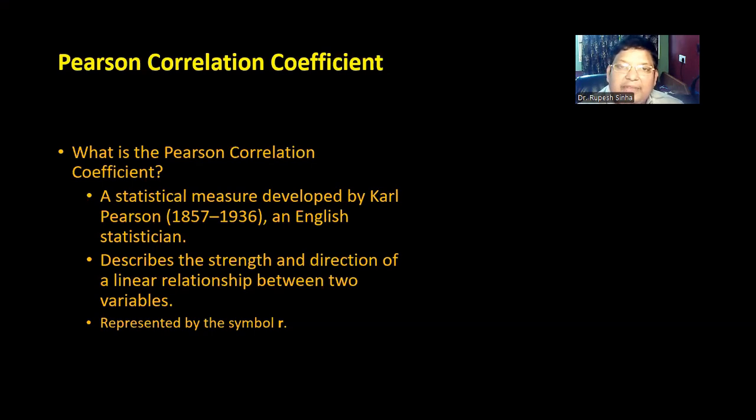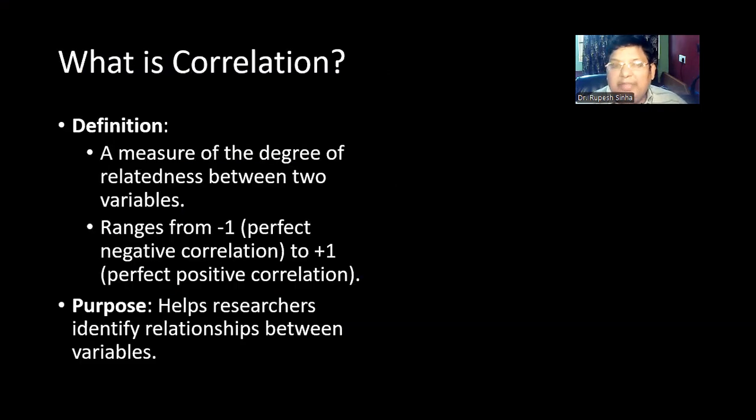Take one example. If the price of any product is increased, what is going to happen? The chances are that the demand for that product is going to decrease. It means when price is increasing, demand is decreasing. So when one value is going to increase, another one is going to decrease.